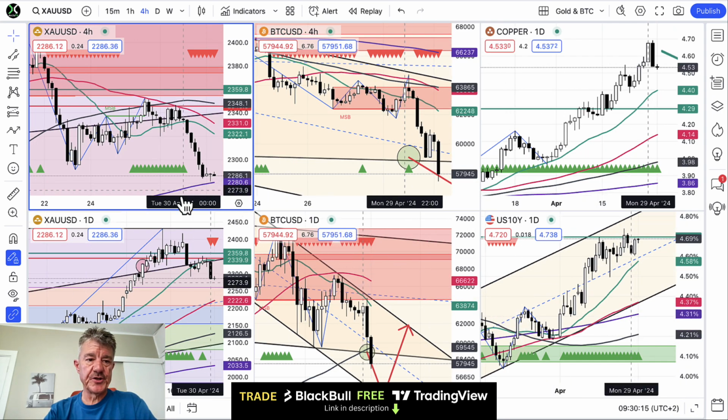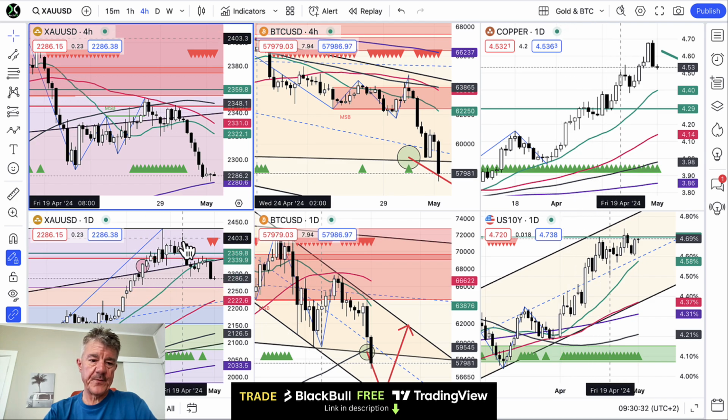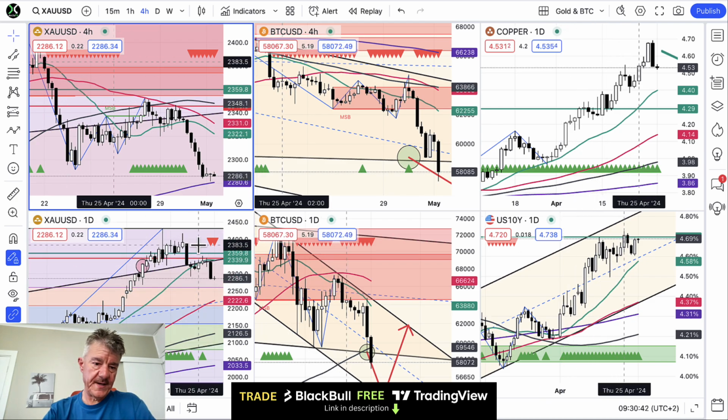Hedged on gold. We took some profit on our longs on the way up. We've taken some profit on the shorts, and now we're equally hedged on gold.